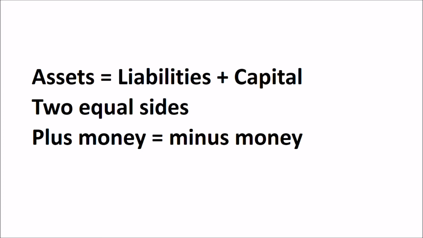Because all the money left over from assets after paying off liabilities goes to the shareholders, the accounting equation is assets equals liabilities plus capital. We have all of our money in items on this side, and all of our money out items on the other side. As a result, all financial transactions must have two equal sides: the plus money in, the debits going into the company, and the minus money out, the credits going out of the company, and they will always equal each other.